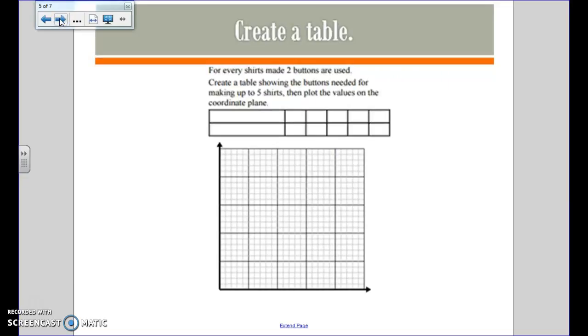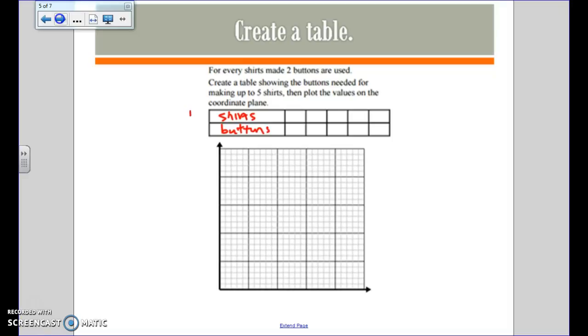And in this case, it says create a table. It says for every shirt made, 2 buttons are used. Create a table showing the buttons needed, making up to 5 shirts. Then plot the values on the coordinate plane. So let's talk about the shirts and the buttons.